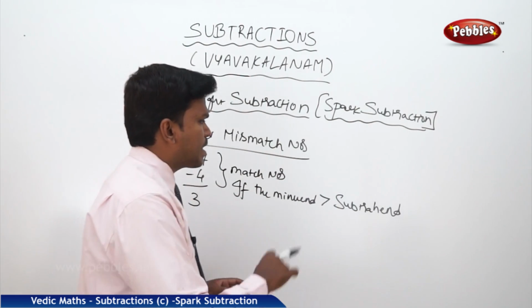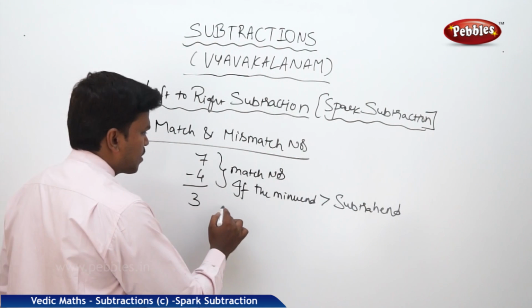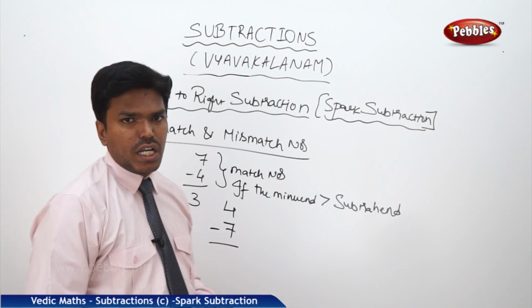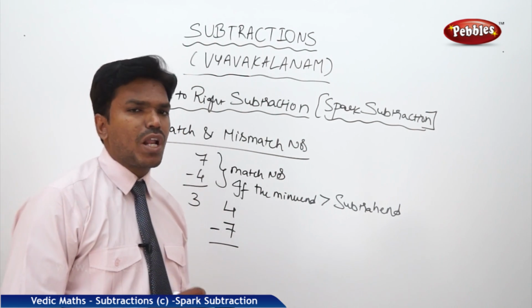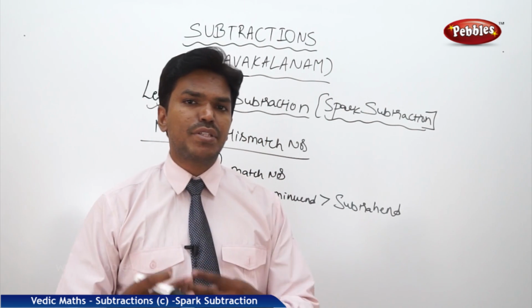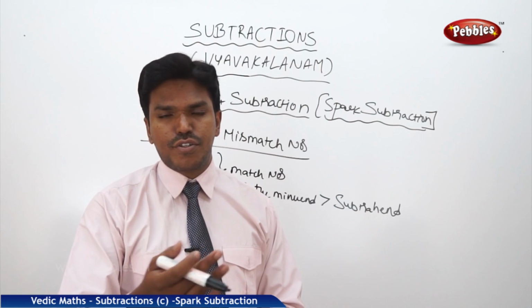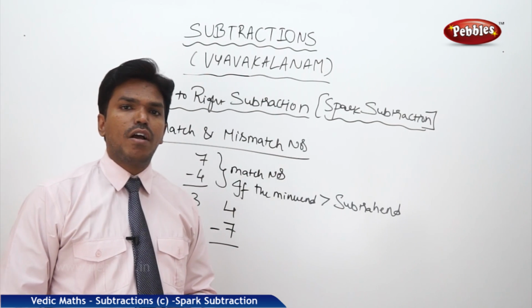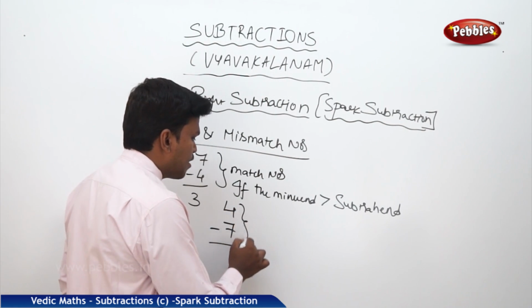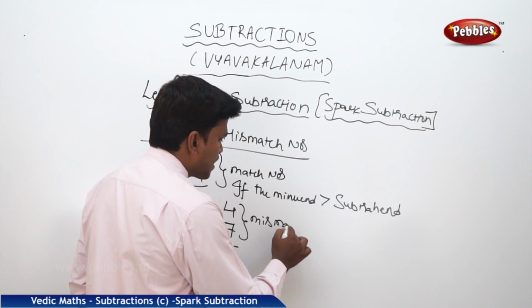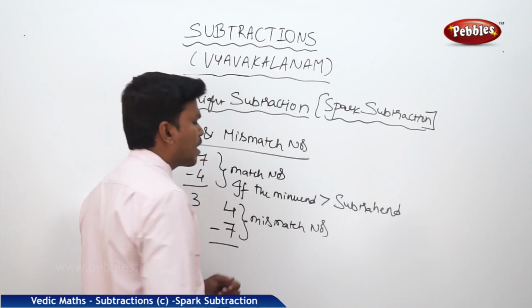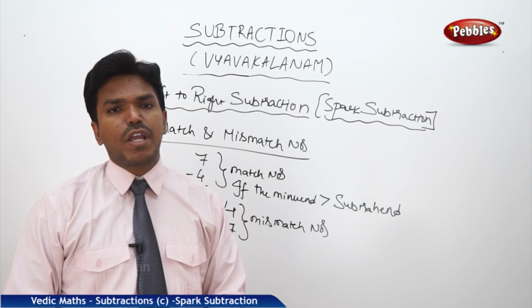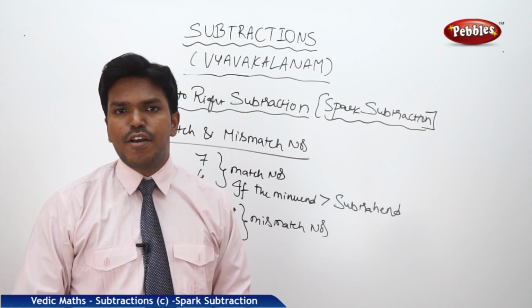Suppose I say 4 minus 7. Is it practically possible? Suppose I have 4 apples, can I give 7 apples to my friend? It is not possible, practically it is not possible. So whenever the subtraction is practically not possible, we call those numbers mismatch numbers. Or we can say it like this also: if the minuend is less than the subtrahend, we call those digits mismatch numbers.